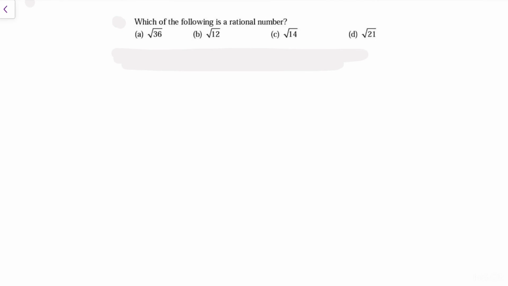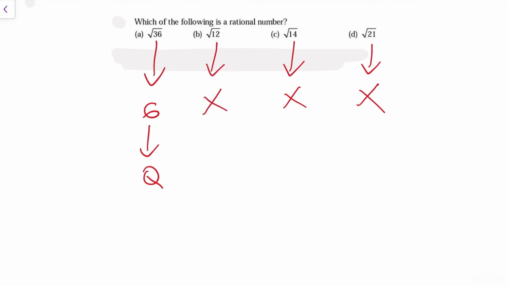Which of the following is a rational number? Root 36. Which number square is 36? Obviously that is 6. 6 square is 36. So he is asking about rational number only. 6 is a rational number. Answer completed. Next also, if we confirm other options, 21 is not a perfect square, 14 is not a perfect square, 12 is not a perfect square. So these all three come under irrational numbers.